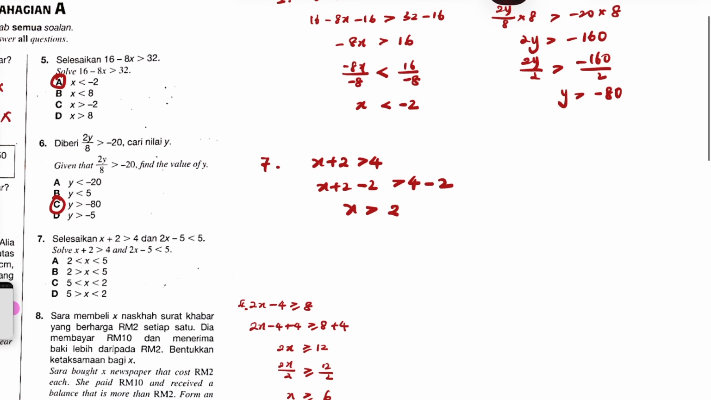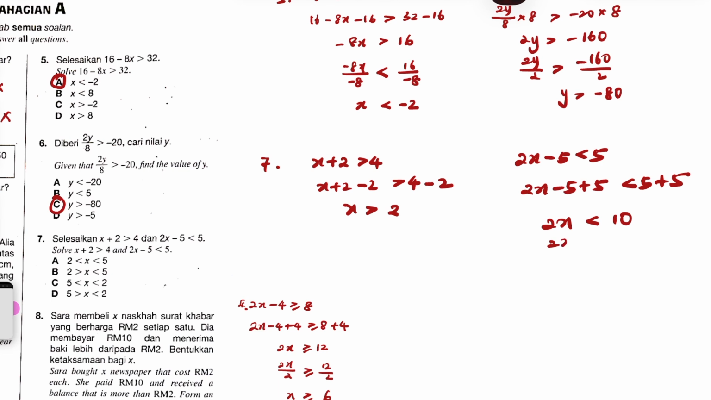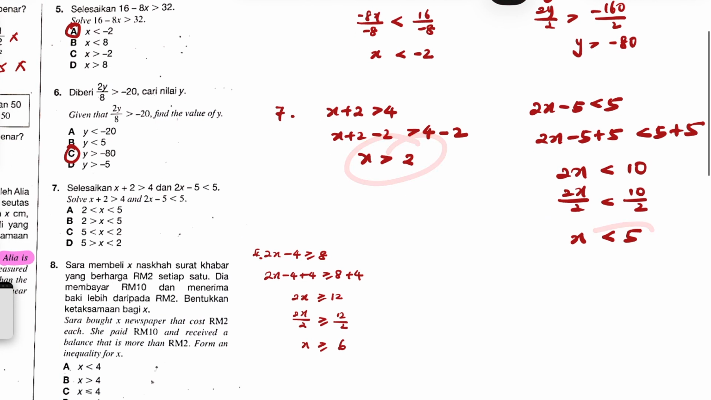So another inequality, 2x minus 5 is less than 5. 2x minus 5 plus 5, here also we need to add 5. So 2x is less than 10. So we divide by 2, here also divide by 2. So x is less than 5. So we haven't finished. Don't say, oh teacher, I already solved this, so I'm going to answer this. No. When we involve two inequalities, we represent them on a number line and find where the range is.